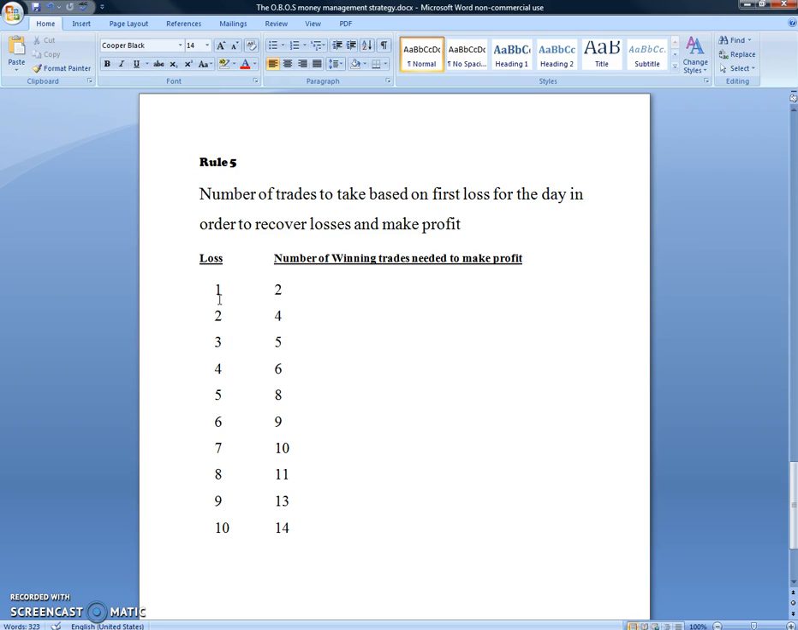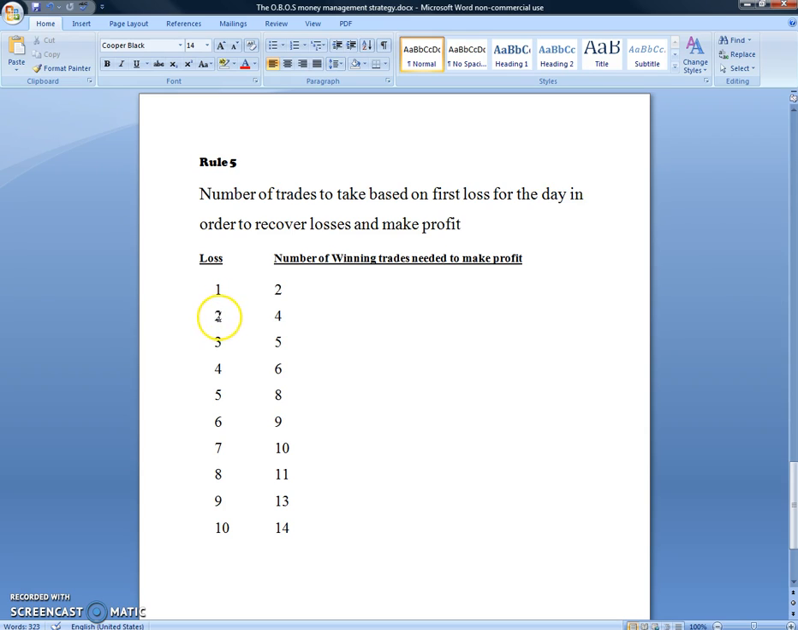Do not trade again. But assuming you take your first trade and you lose, then you're supposed to win 2 more trades in order to be in profit. So when you lose just 1 trade and you manage to win 2 back, that's it for the day. Do not trade again. If you lose 2 trades in a row, that means you need to win 4 back in order to be in profit. That's assuming you take the first trade and then you lose the second one as well when you're trying to recover.